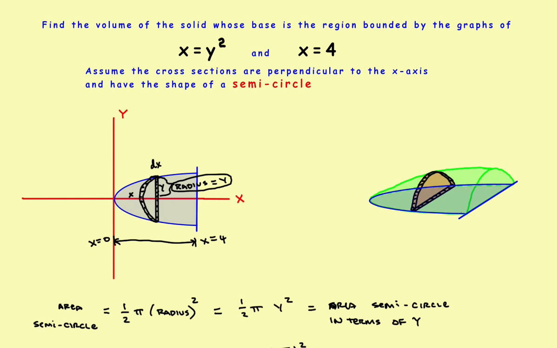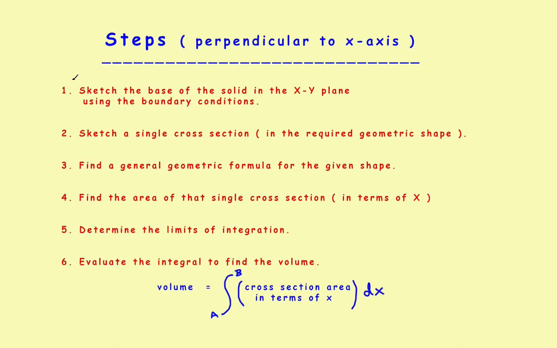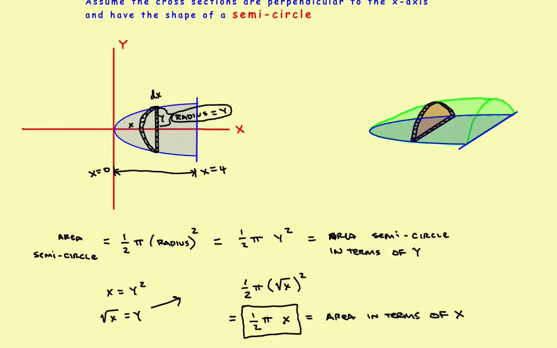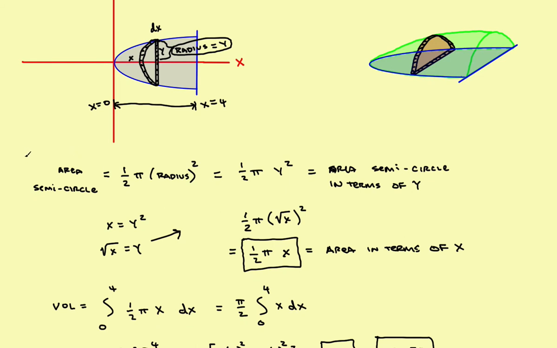And again, just to run through the rules one more time, you begin by sketching the base and sketching a single cross-section. Then you found a general geometric formula for the given shape, and then you had to change that general formula into a specific formula in terms of x for your problem. In our case, we found the general formula right here when you started. So this was the general formula, and then you turned it into a specific formula. Initially we had to turn it in terms of y, and then use the boundary conditions to change that in terms of x. So you come up with a specific formula in terms of x for this problem.